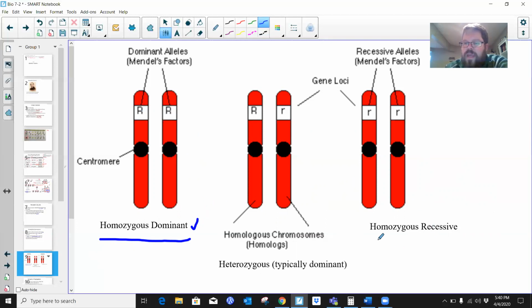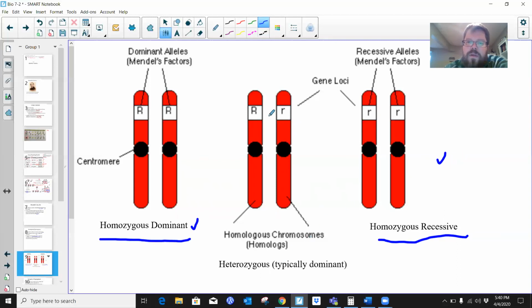Let's go over to homozygous recessive here. Having two copies of the recessive allele inherited from mom and dad, homo meaning the same again. So having both copies of the recessive allele results in the recessive form of the trait being expressed, so the white color of the plant, or the flowers, in our running example that we've been using.